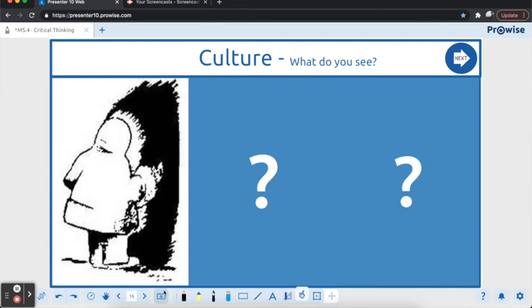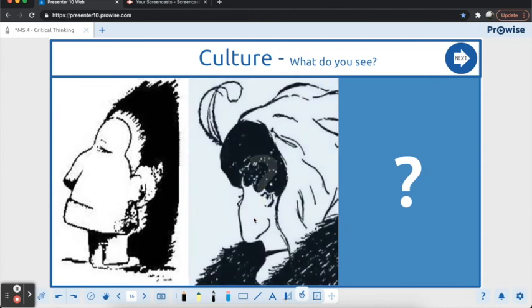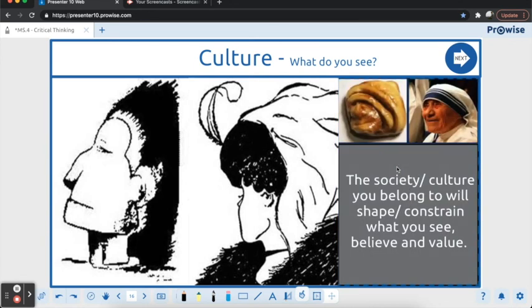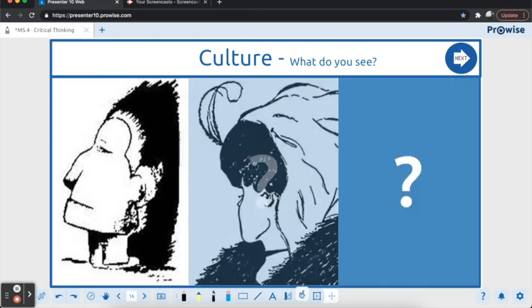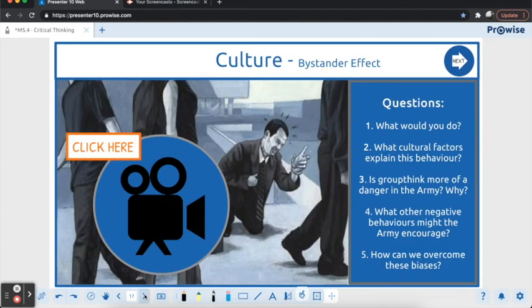So you get them to look at what's on the screen. Some people will see, say, an indigenous person from America looking up, or they'll see an Inuit or an Eskimo looking into a cave or into the dark, or a hooded person looking into a cave. The second one, they'll see, say, a young person with a pronounced jawline looking away, or they'll see an elderly person with a large nose looking down, for example. And this is because the society and the culture you belong to shapes and constrains what you see, what you believe, and what you value. So then we finish off with a discussion on values and how culture might shape your values.